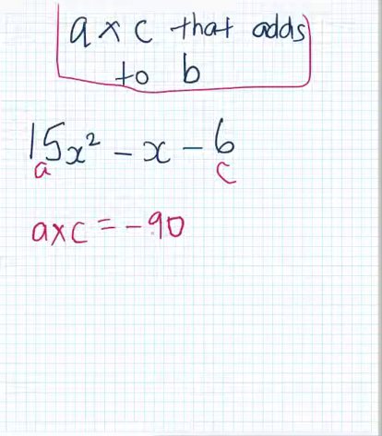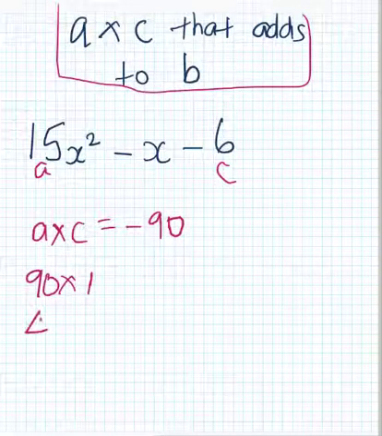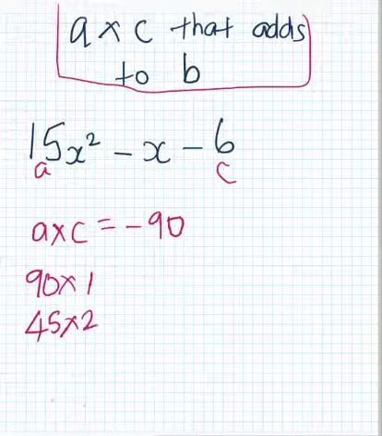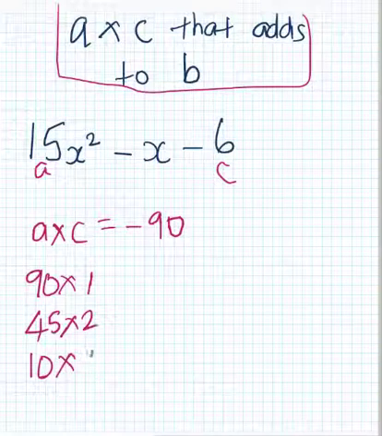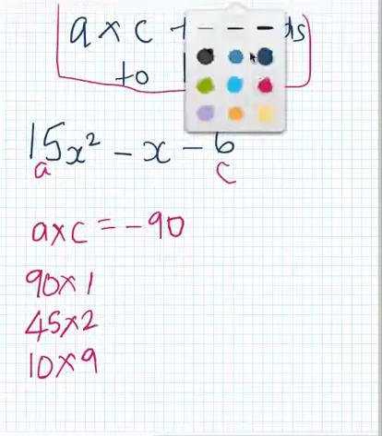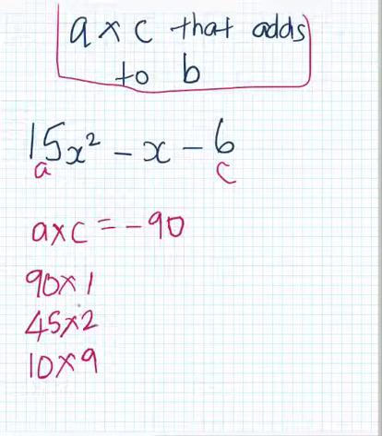Now, what are factors of, we'll leave the negative alone for now, what are factors of 90? Let's write down some factors. Well, I know that 90 times 1 gives me 90. I know that 45 times 2 gives me 90. I also know that 10 times 9 gives me 90. I'll just stop here and let's look at these factors. We have to look for whether any of these factors can either add or subtract to give us B. Now, what's B? B is an invisible 1 or negative 1. But for now, is it possible for any of these factor pairs to give us a 1? And as soon as we establish that, we'll take care of the negative later.